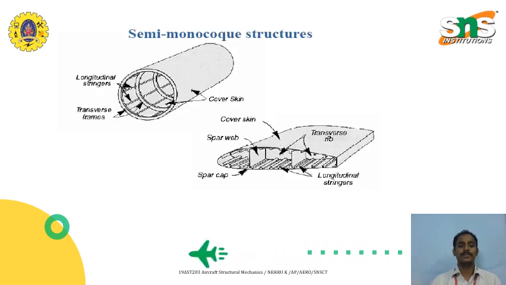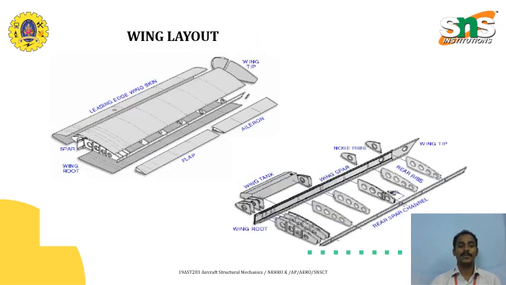So, we will see this picture. We have two things. One is the fuselage, another one is the wing. The construction of the fuselage and the construction of the wing represent the semi-monocoque structure, where we have stiffening elements like longitudinal stringers, transverse frames, cover skins, spars, and longitudinal stringers. These are the members which give more stiffness and more strength to the fuselage and the wing.